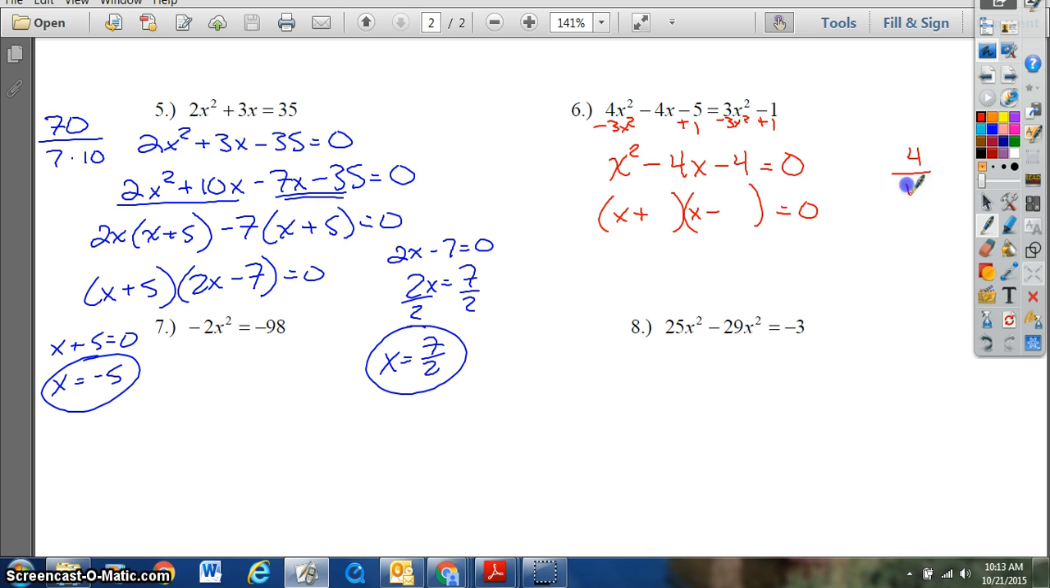We got 4, there's 1 times 4, 2 times 2. Nothing here is going to give me a difference. Did I have that right? Difference of 4. So we will have no solution at this point. Okay? So 6 will be unfactorable at this point, and that would be fine. Hopefully I didn't do that to you on your quiz.